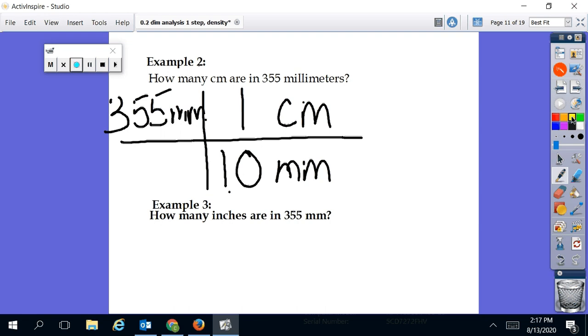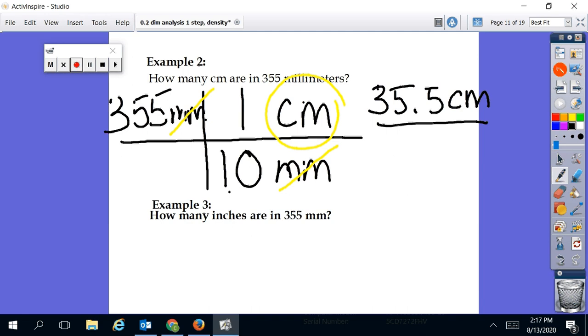Okay, and then you can see that the millimeters are going to cancel out, leaving us with the centimeters, which is what we want. So to do the math, 355 times 1 divided by 10 is going to be 35.5 centimeters.